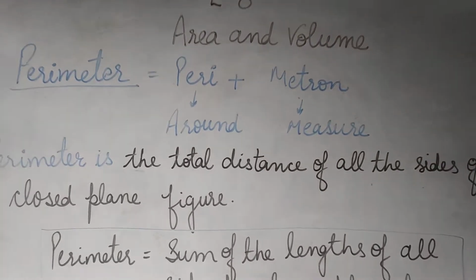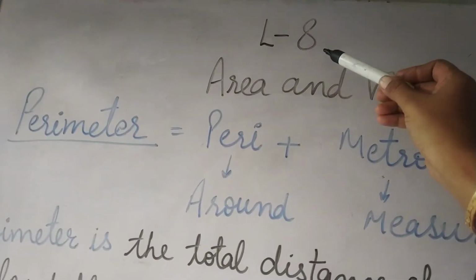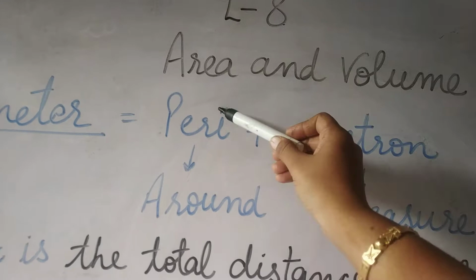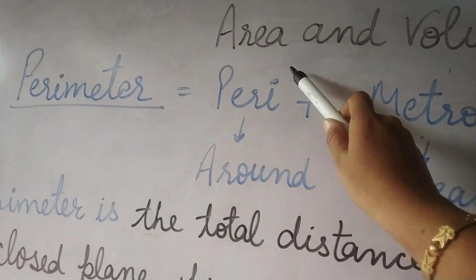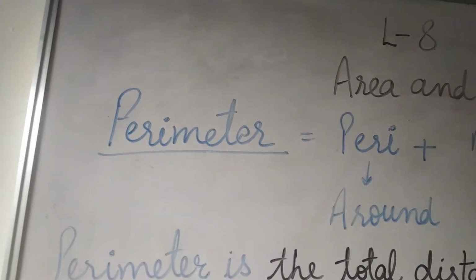Good morning, children. In today's module, we are going to study lesson number 8, that is area and volume. So before starting area, we will just study the perimeter.